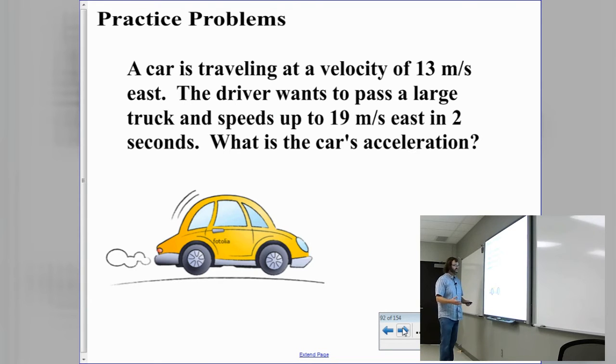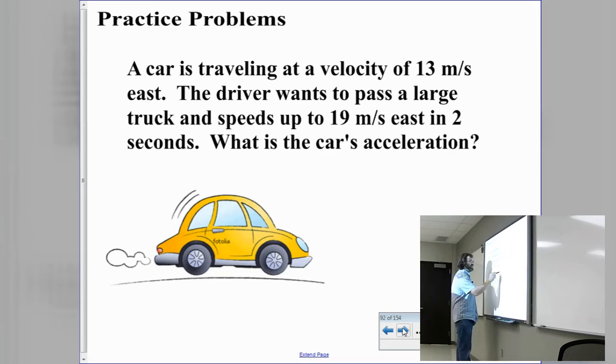Right, now let's take a look at a problem for acceleration using that equation. Here I've got a car that's moving down the road, and it says the car is traveling with a velocity of 13 meters per second east, and the driver wants to pass a truck and speeds up to 19 meters per second. He does that in 2 seconds. What is the car's acceleration during that time period?